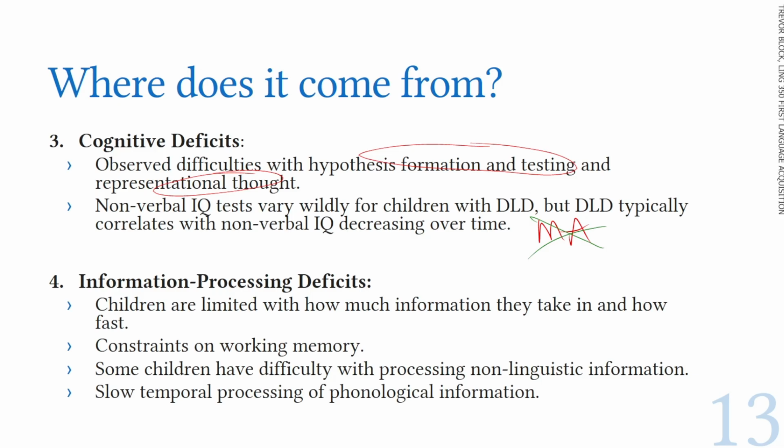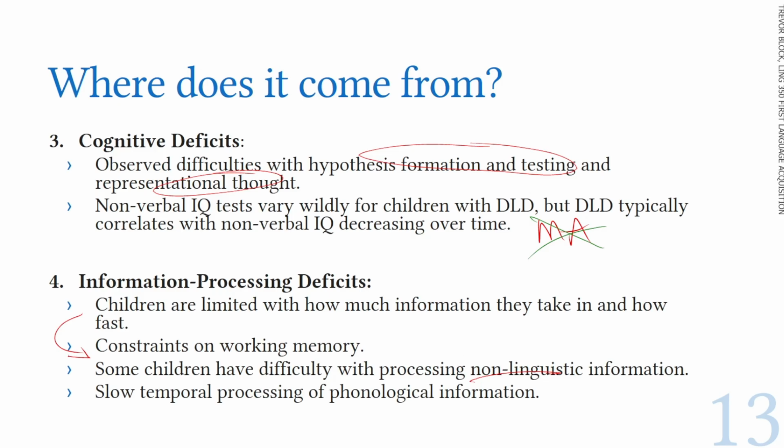Okay, a pretty big suggestion is information processing difficulties. Children may not be able to take in much information at once. Maybe they're limited in the capacity of information, or maybe they're limited in the speed at which they can process that information, which is directly going to affect how much can be stored in working memory, which affects how much goes into long-term memory. Okay. We do see children that have difficulty with processing non-linguistic information, so maybe just sounds in general or different visual aspects.